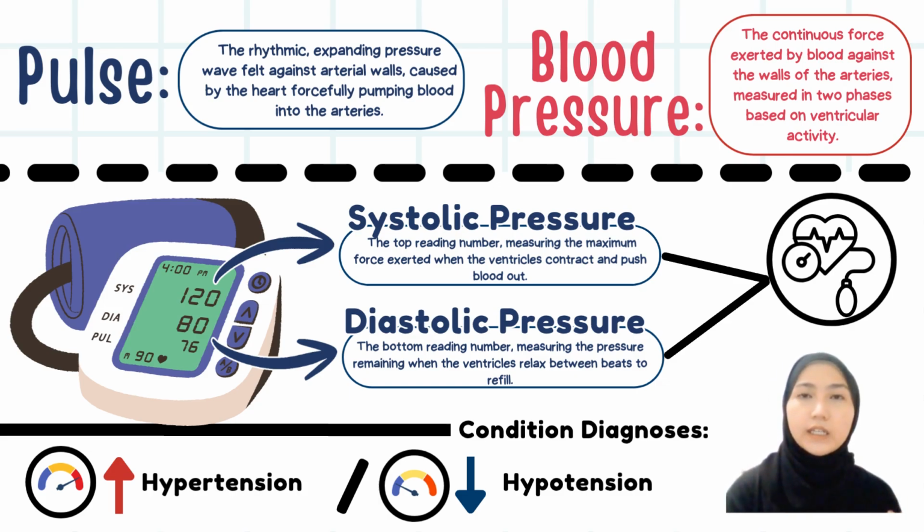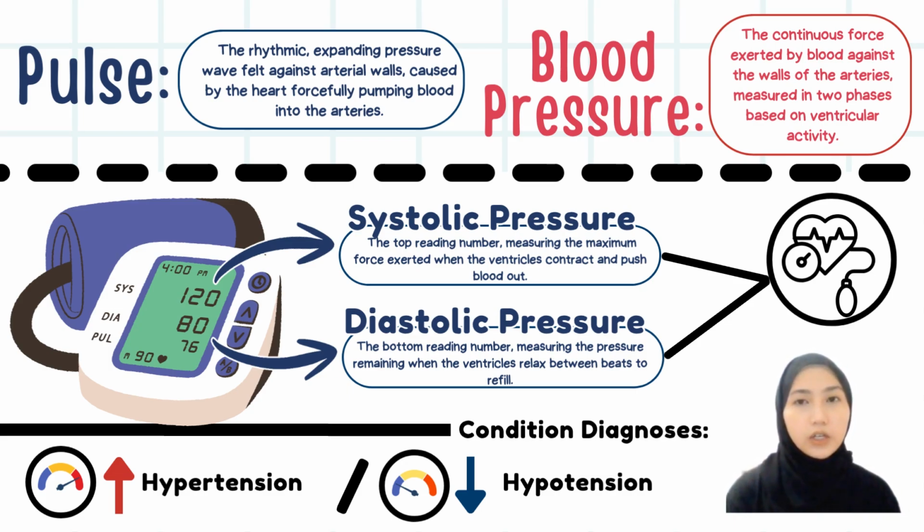When we get a reading, it is divided into two crucial phases based on what our heart's lower chambers, the ventricles, are doing. The first number at the top is the systolic pressure, which measures the maximum force exerted when our ventricles actively contract and push the blood away. The bottom number is the diastolic pressure, which measures the pressure when our ventricles relax between beats to refill with blood.